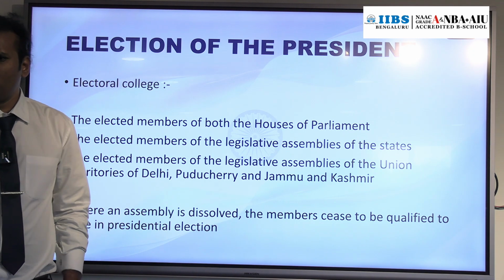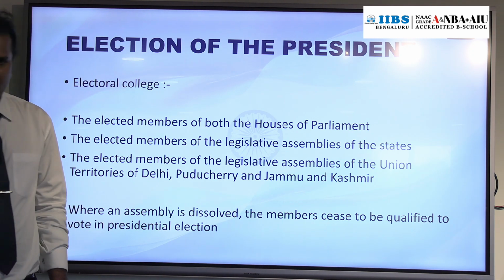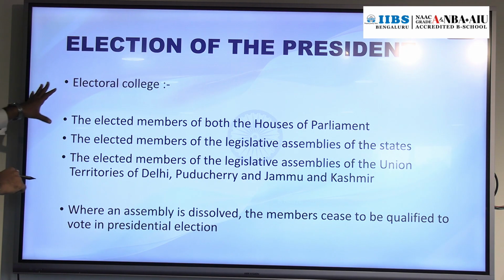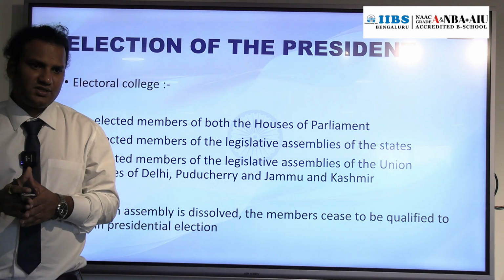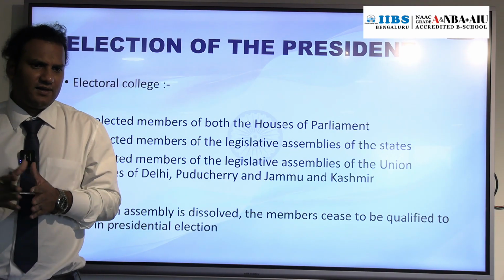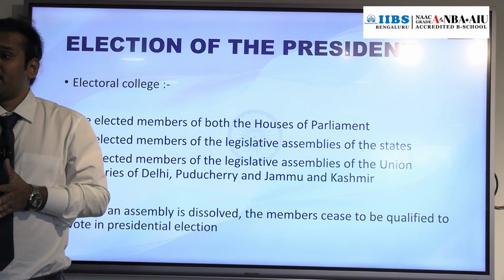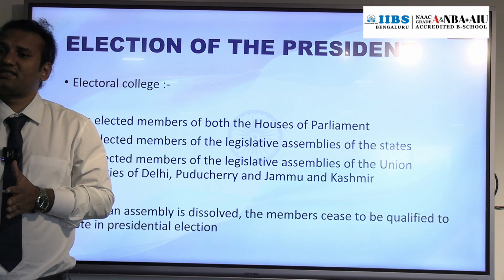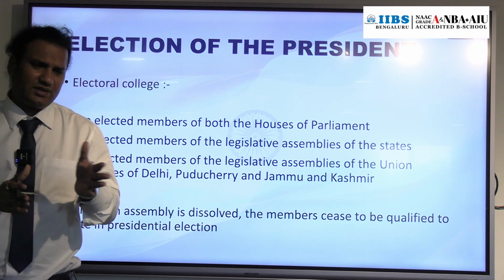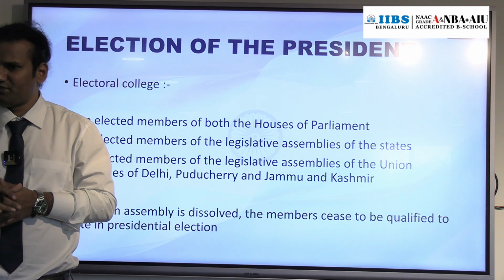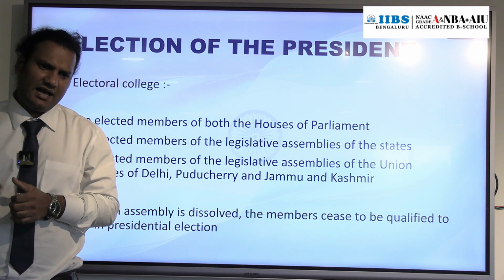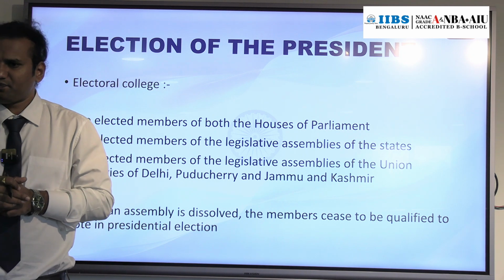Electors are the people who vote. So, the electoral college consists of certain electors. Who are those electors? In Parliament we have two houses, Lok Sabha and Rajya Sabha. At state level also, certain states have two houses, that is Vidhan Sabha and Vidhan Parishad. Like in Karnataka we have an assembly as well as a council.